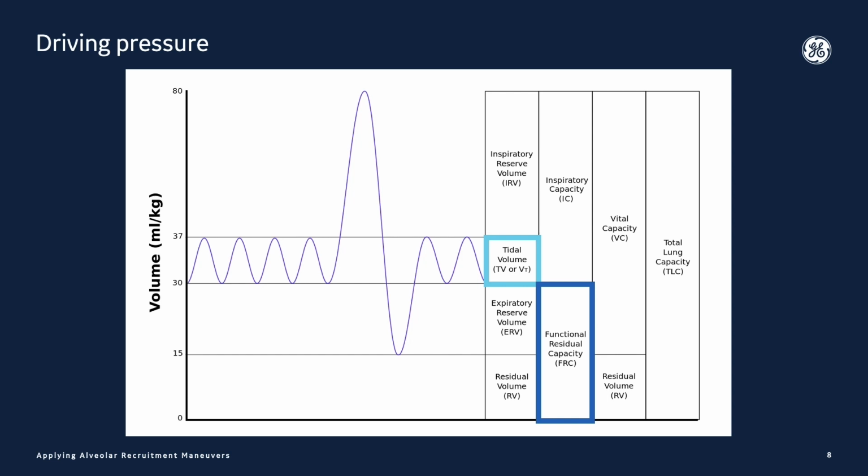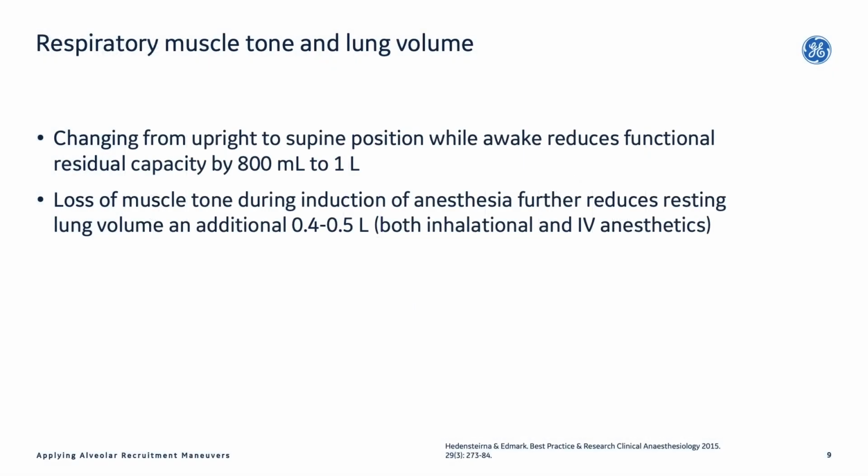Let's look at what happens to these lung volumes when we provide anesthesia. This is the pre-anesthetic state with a tidal volume of about 500 mLs and a functional residual capacity of about 3 liters.